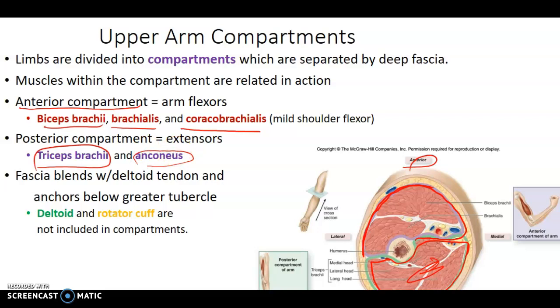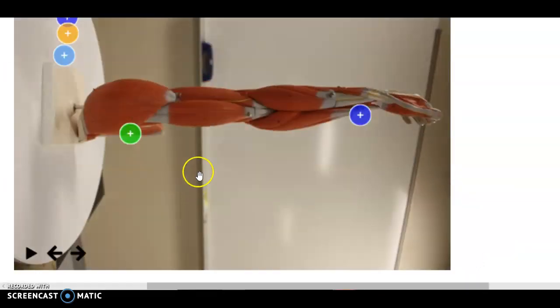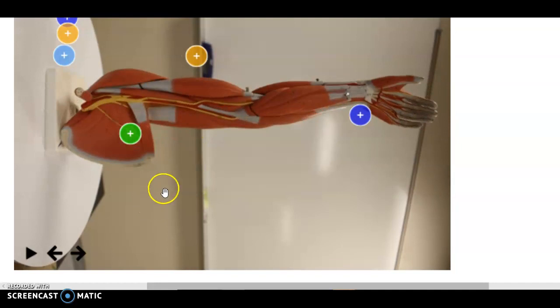And that's it. Now, your rotator cuff and your deltoid actually are not in either compartment. They are outside. The fascia ends before these muscles begin, so these muscles are not in either compartment. So here's an arm, and here's the medial view. The triceps would be down here. There is the coracobrachialis, there's the biceps brachii, there's the brachialis. Imagine there's deep fascia covering the triceps, and deep fascia covering these three muscles, so they're separate from each other.